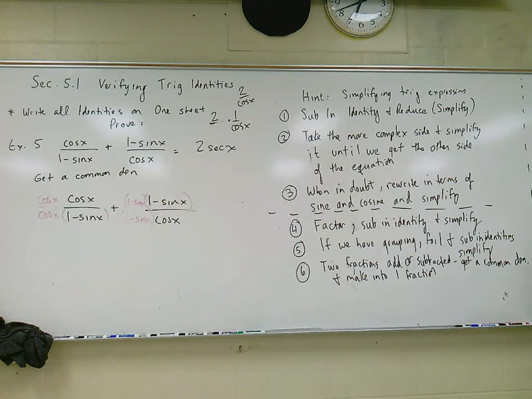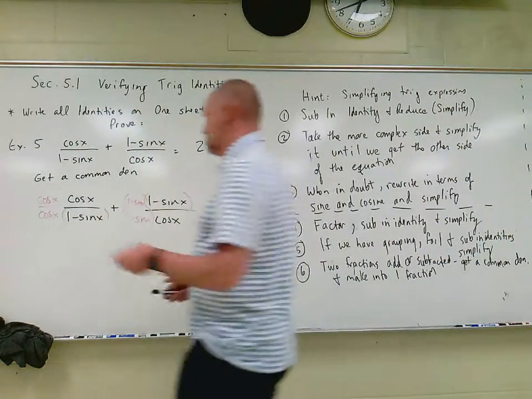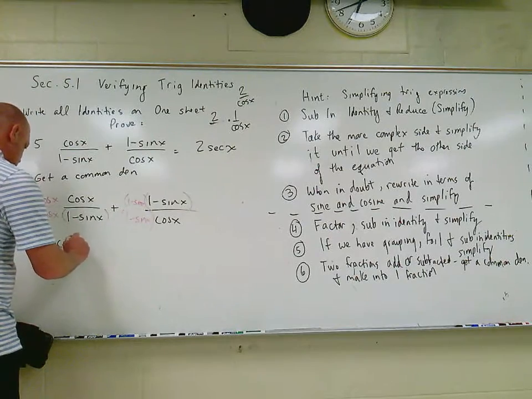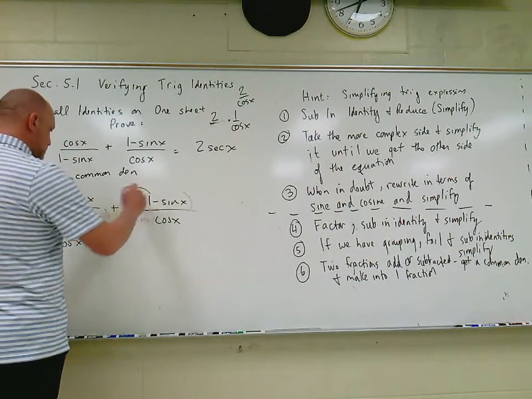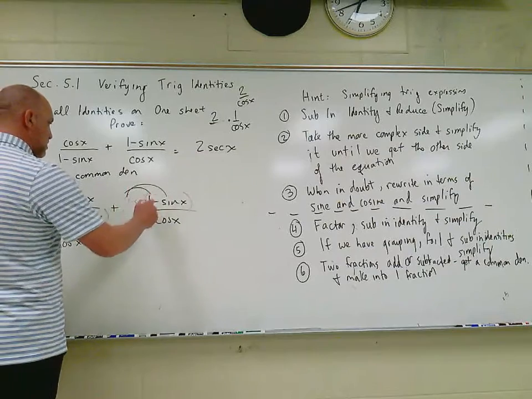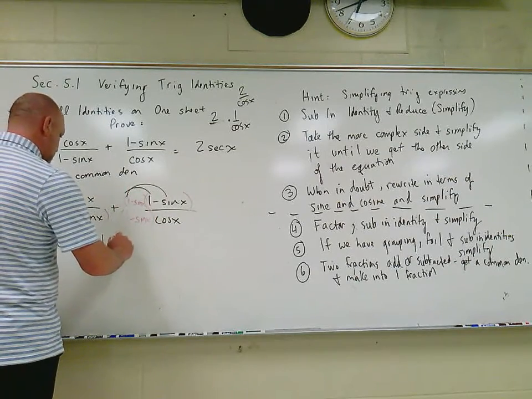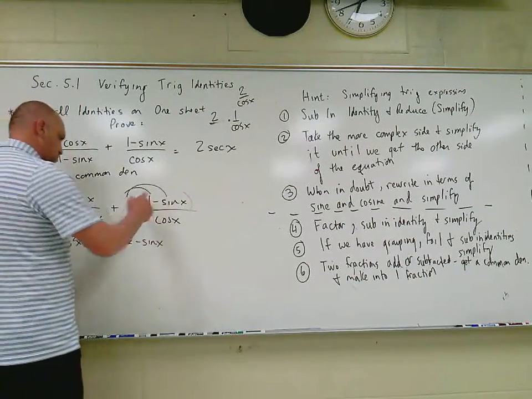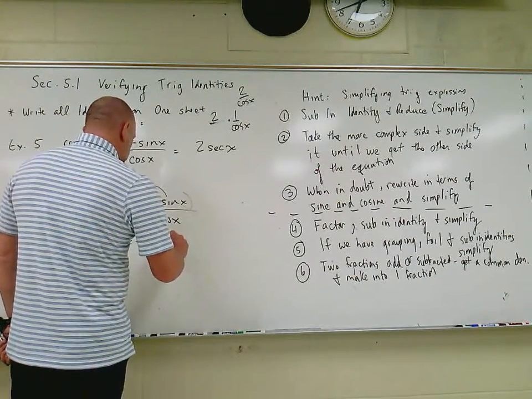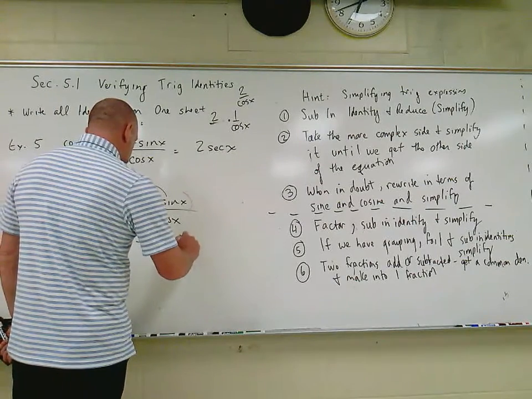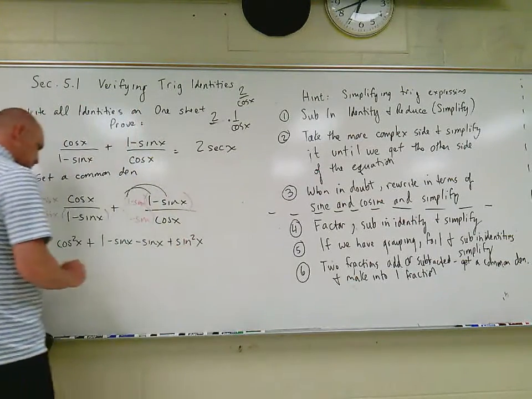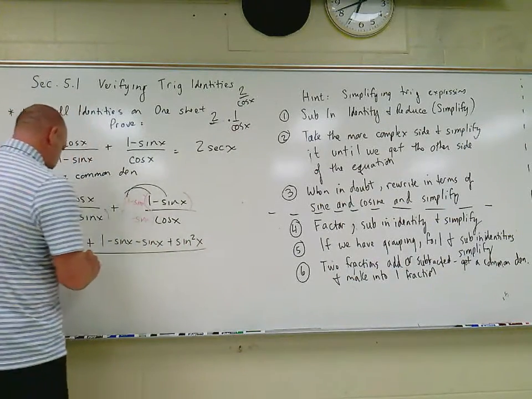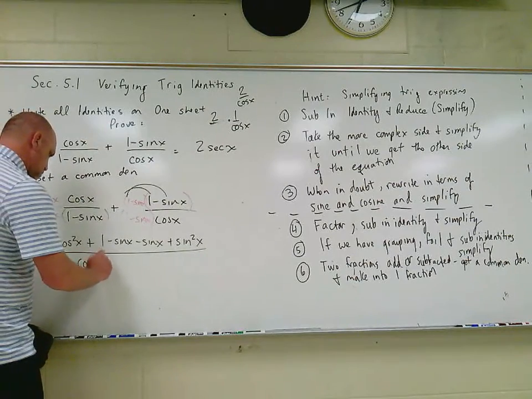Okay, so let's have a look. Let's see what happens. So right here, when I do this, this becomes cosine squared. So I got that. Now I'm going to do FOIL here. 1 times 1, 1. 1 times negative sine is negative sine. Negative sine times 1, negative sine. Negative sine times negative sine is plus sine squared. Okay? All over cosine times 1 minus sine.